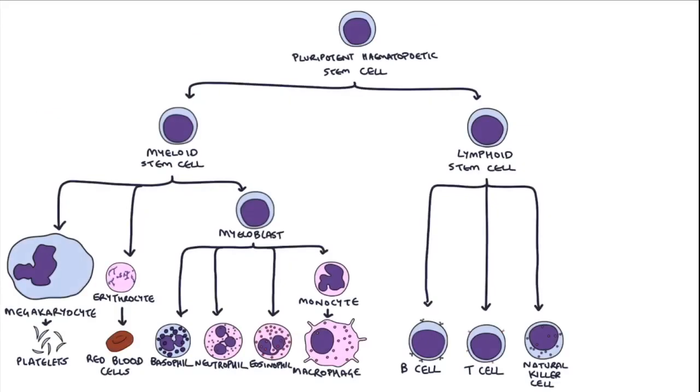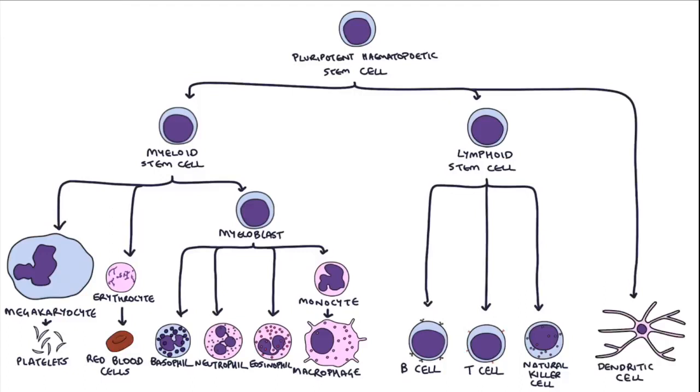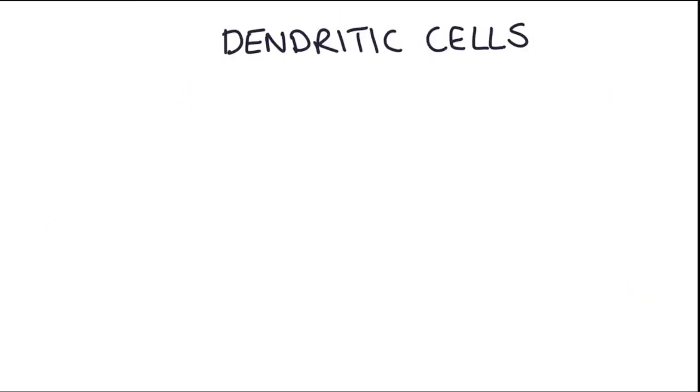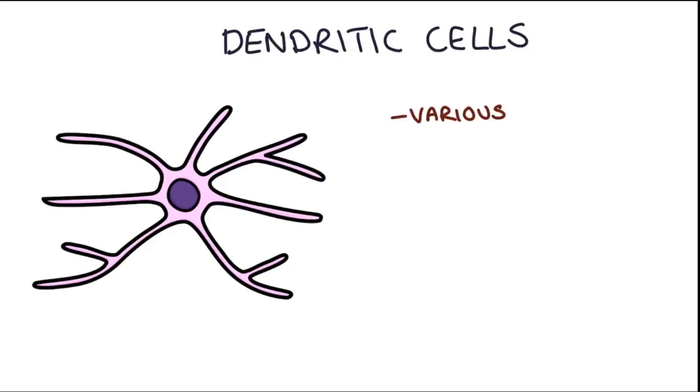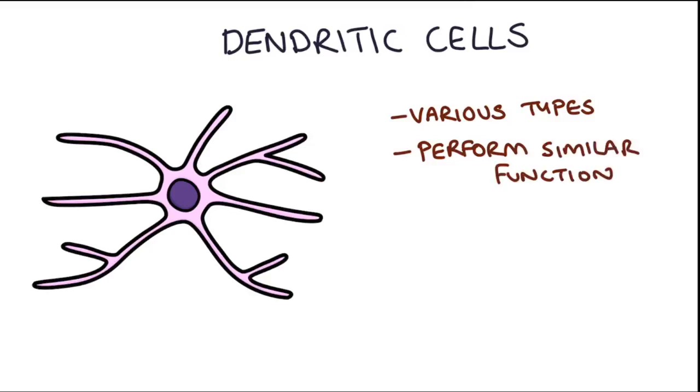So that concludes all the cells that result from the lymphoid stem cells and the cells that are involved in the innate immune system. And there's one final cell type that we need to consider, which is very important within the immune response, and that's dendritic cells. There are various types of dendritic cell, and they all originate from different precursor cells. However, they perform a very similar function.